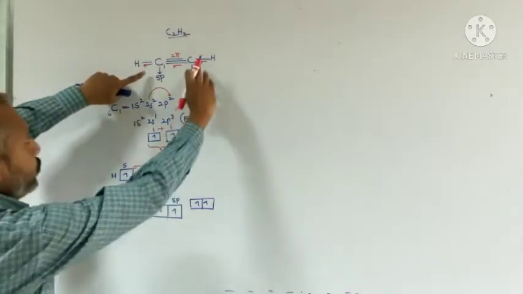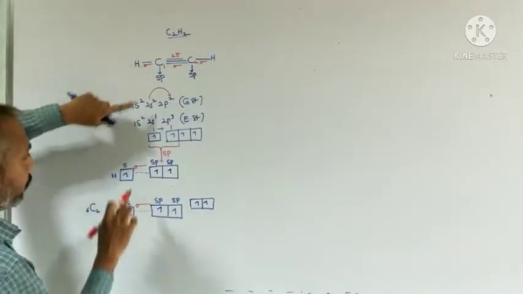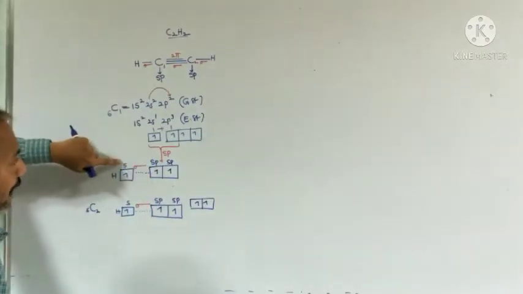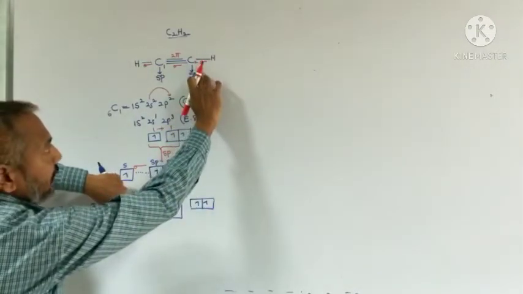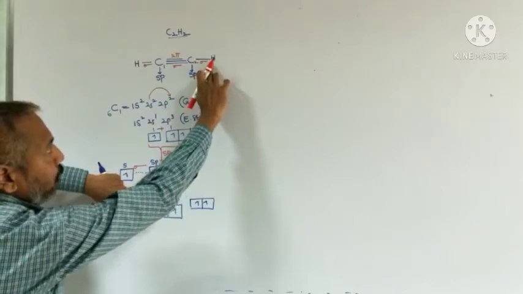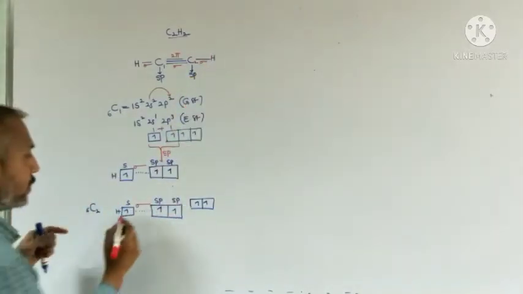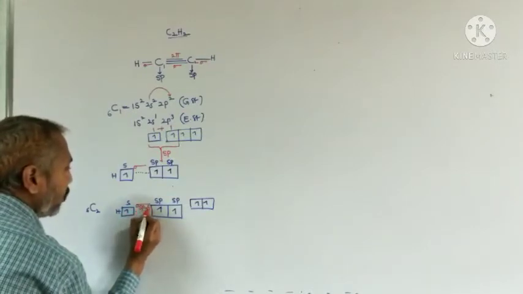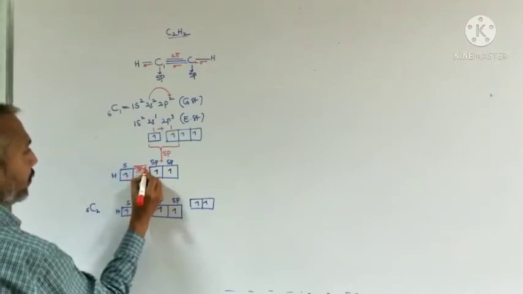So these two sigma bonds. Which orbitals are overlapping here? The sp hybrid orbital of carbon is overlapped with the s orbital of hydrogen, like this. Here the sp hybrid orbital overlaps with the s orbital of hydrogen.